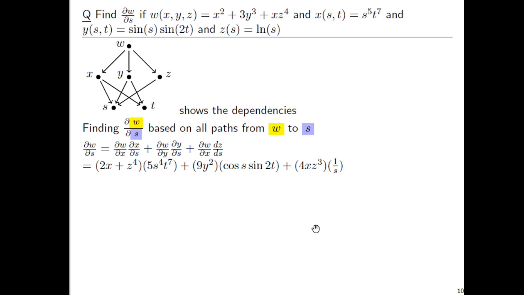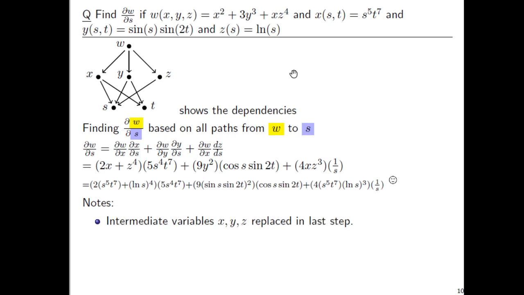We just need to replace intermediate variables. Every time we see an x, we should replace it with s to the fifth, t to the seventh. Every y should be replaced with sine of s, sine of 2t, and every z should be replaced with ln of s. And in the end, you get a thing that looks like that. Sorry, it just looks kind of messy. The problem grew in how much you need to write. But now we have something that's entirely in terms of s and t.